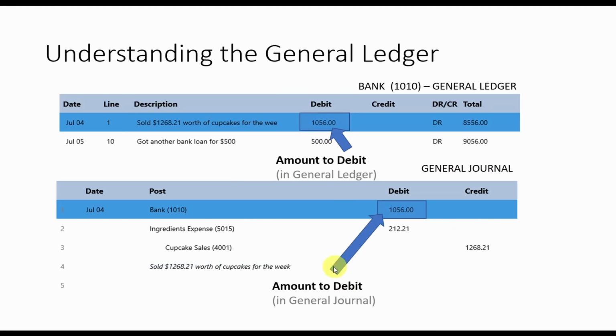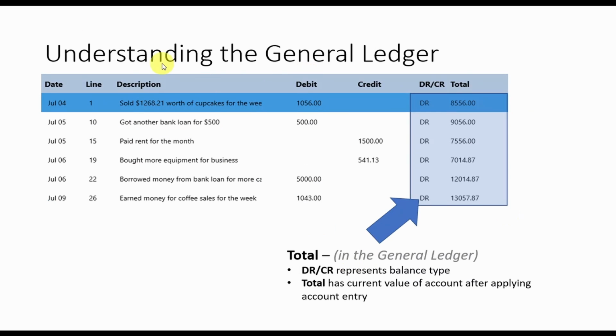Because this bank asset was being debited, you can see that in this column here, we are showing the bank balance being debited by this amount. If the bank asset was being credited, the debit column would be blank here, and the credit column would have a value to it. And then finally, within the general ledger, but not really associated with the general journal, is the total and this DR/CR column.